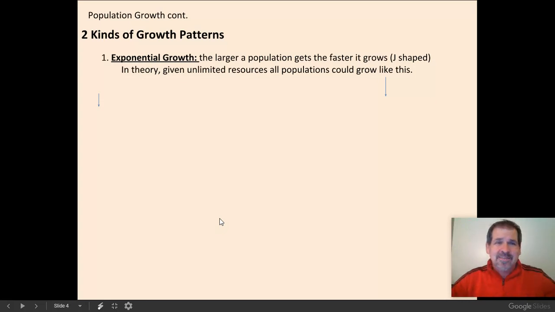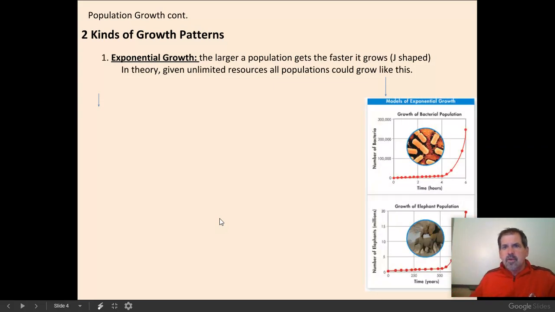All right, so what is exponential growth? It's this idea that the larger a population gets, the faster it grows. So as populations get bigger, they get bigger faster. So this is our J-shaped population. In theory, given unlimited resources, all populations could grow like this. Of course, that's only in theory. There are limits to the sizes of populations, and we'll get to that in just a second.